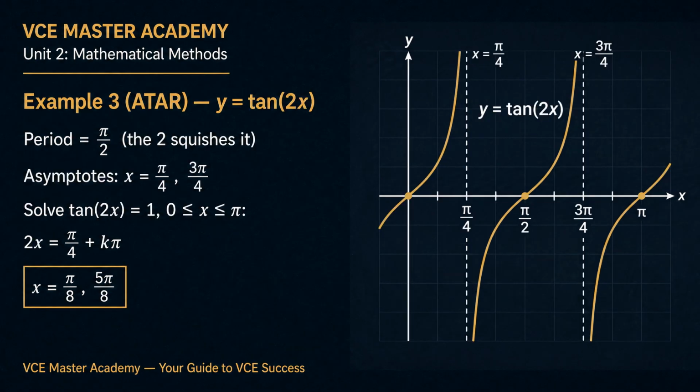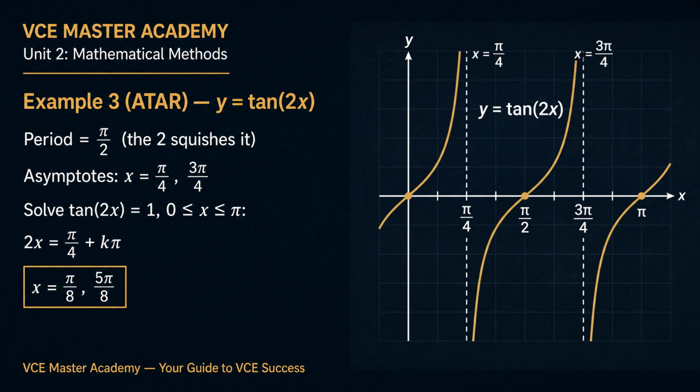Consider y equals tan of 2x. The 2 inside squishes the graph, so the period becomes pi divided by 2, which is pi over 2. The asymptotes now sit closer together, at x equals pi over 4 and 3 pi over 4.